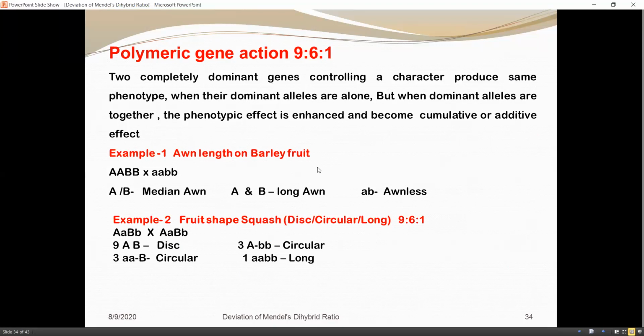I'll tell about the first example, that is awn length in barley fruit and fruit shape in squash. Awn length in barley fruit may be long or of medium size, or it may be awnless. And in fruit shape in squash, it can be disc shaped, spherical, or long, and the ratio will be 9 is to 6 is to 1.